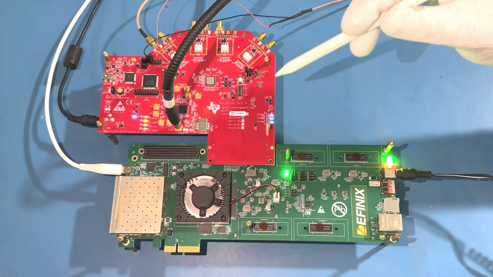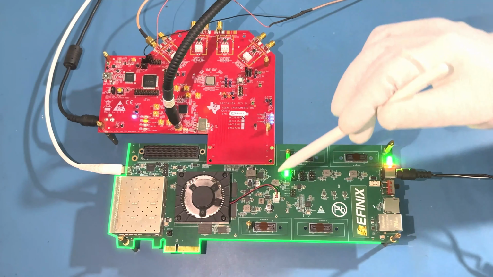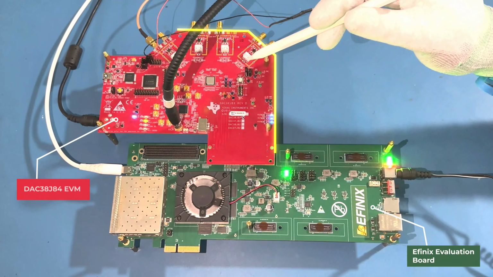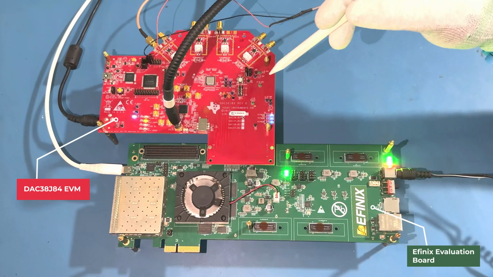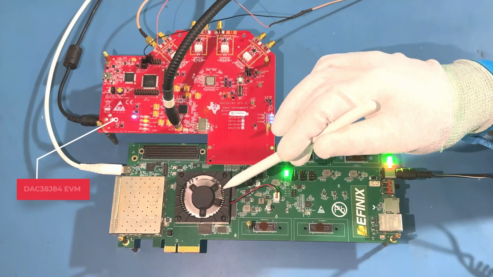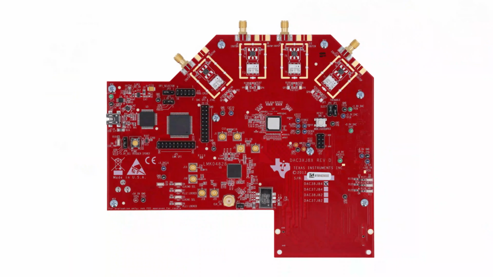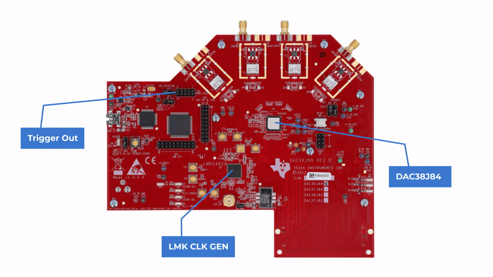In this demo, we are using two eval boards. The first one is the Efinix eval board and the second one is the DAC38J84 EVM. On the Efinix eval board, we have the Efinix Titanium chip, and on the DAC board, we have the DAC38J84 chip, as well as a low jitter clock source, LMK04828.